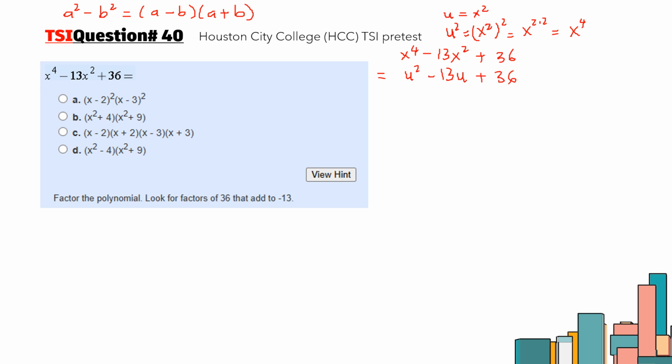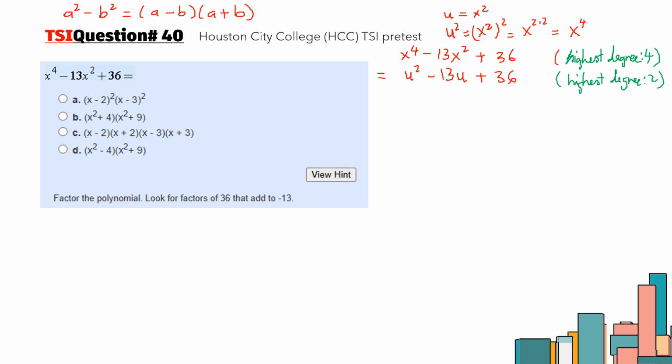Why do I do this? Because I have my highest degree as 4. Now I reduce it by calling u equal x squared, and the highest degree in this case is now 2, which is quadratic. Now I apply the AC method.